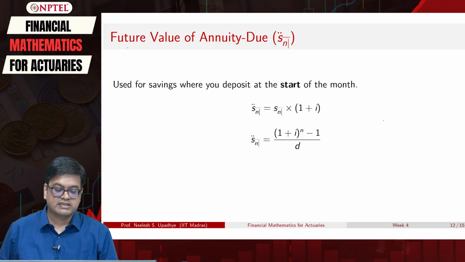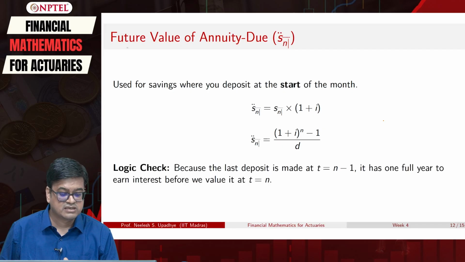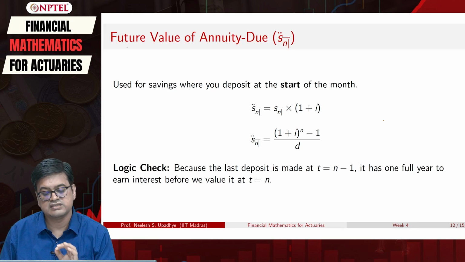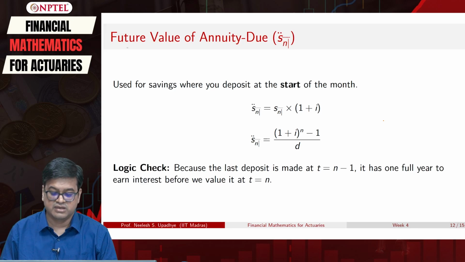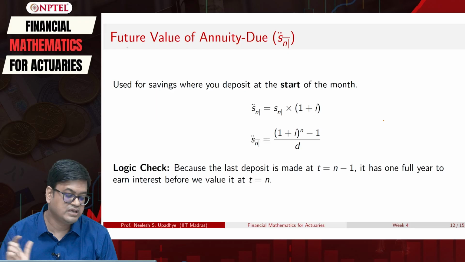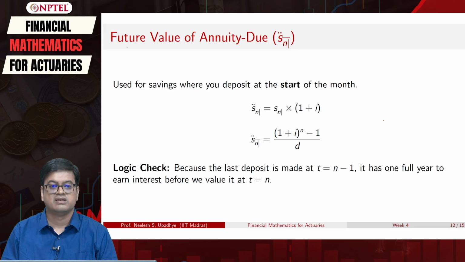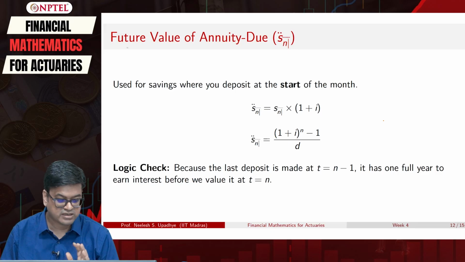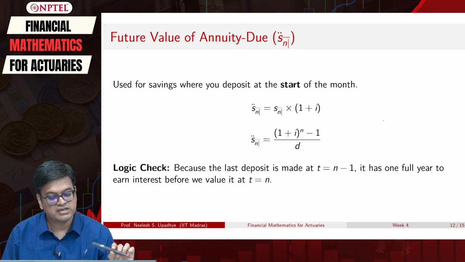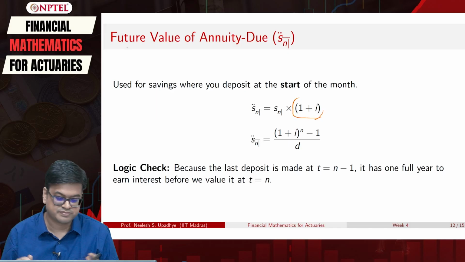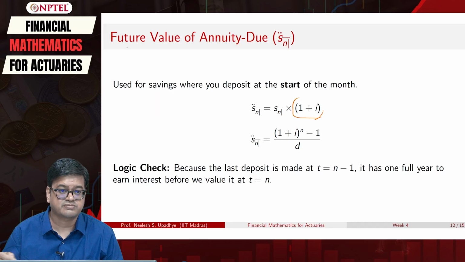The only thing that you have to see is you are depositing the last amount at t is equal to n minus 1, and it has one full year to earn the interest before we value at t is equal to n. That is the logic check you have to do, and that is where this 1 plus i becomes prevalent. That's all.